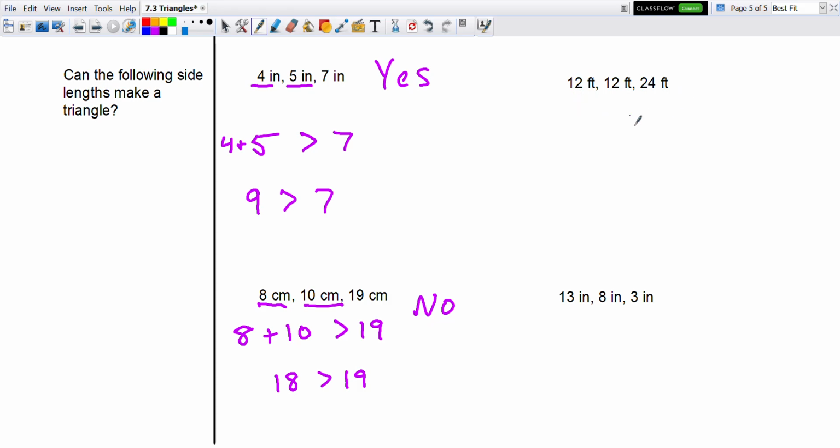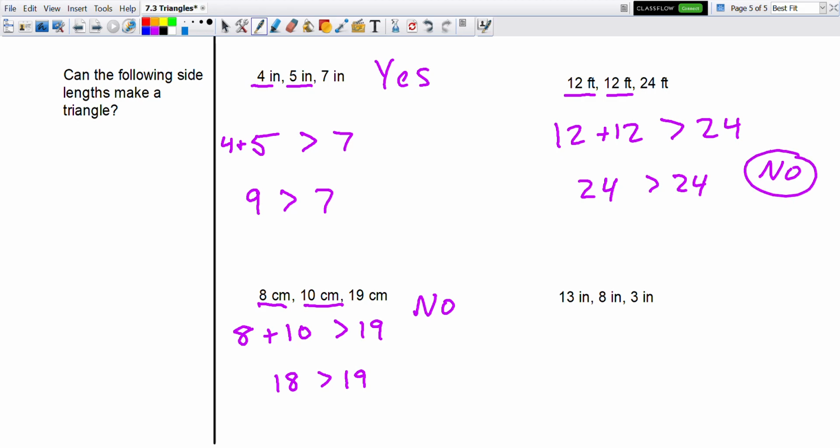Up here, my two shorter side lengths are 12 and 12, so are my two shorter sides going to add to be greater than the third? That answer is again no, because 24 is not greater than 24. Remember, we're not allowing equal to, right? They can't equal the third side length. They must be greater than the third side length. So this one will not work.